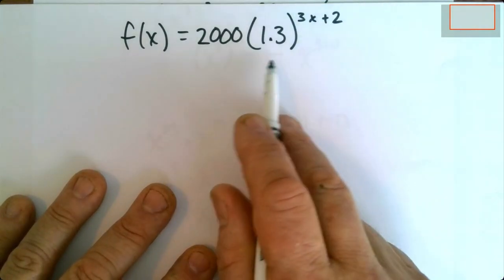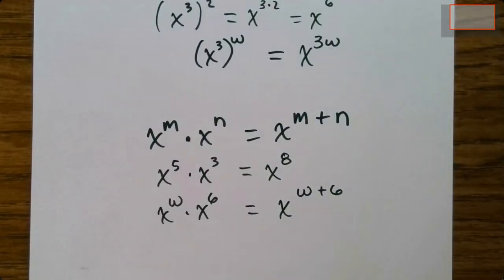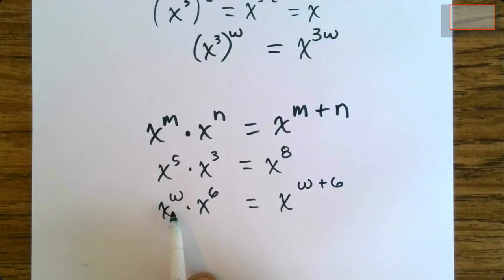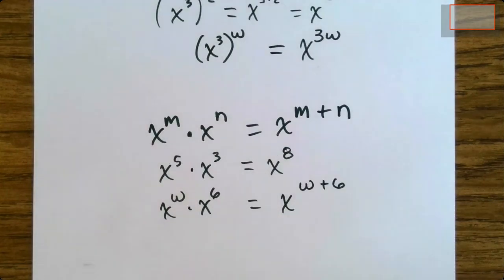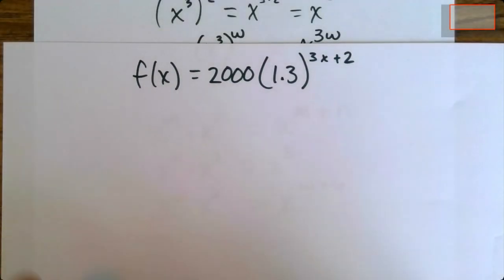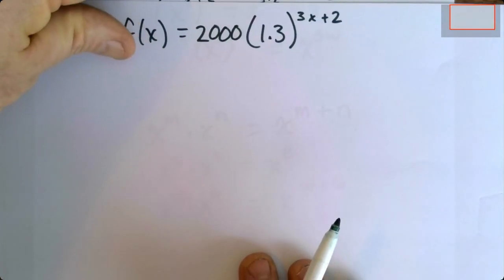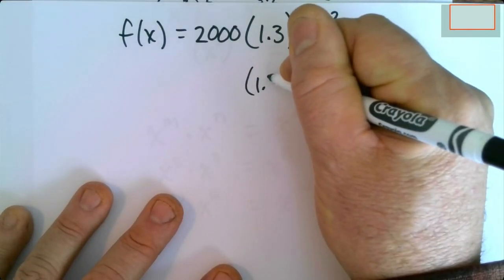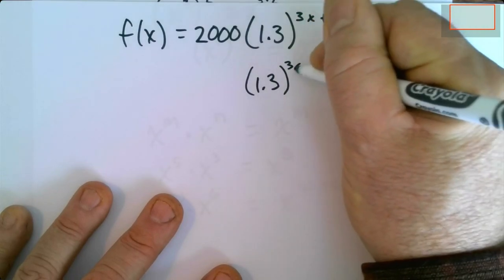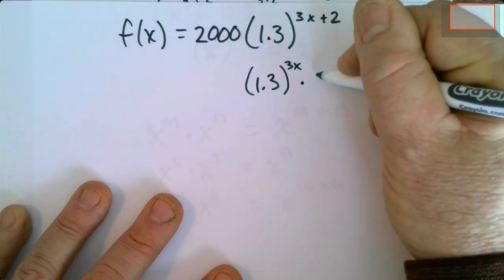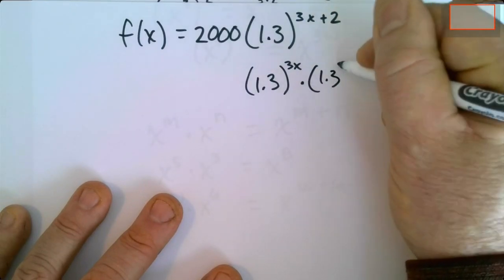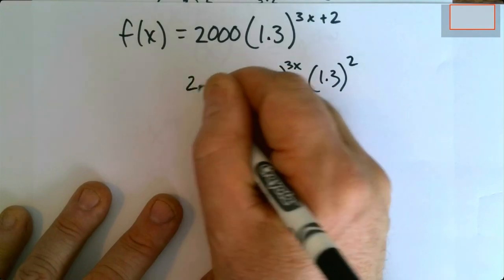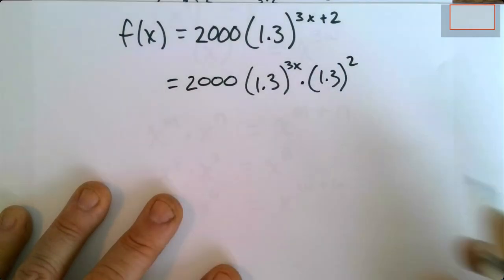And I'm going to break this up using this second idea that we have here. I can take this sum and break it up into two things as long as the bases are the same. So I'm going to rewrite just this 1.3 part as 1.3 to the 3x power times 1.3 to the second power. And I still have this number 2,000. I'll go ahead and rewrite it. And this is still what f of x is.